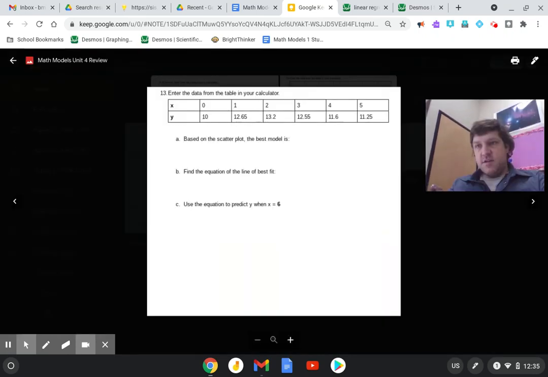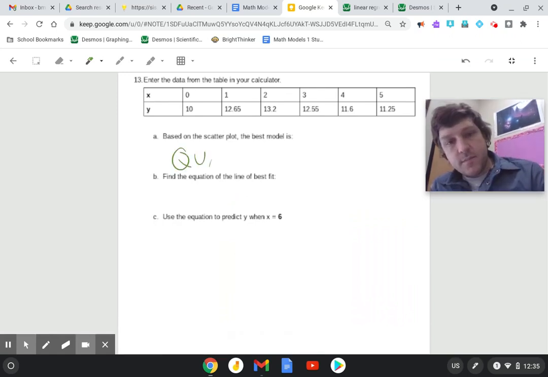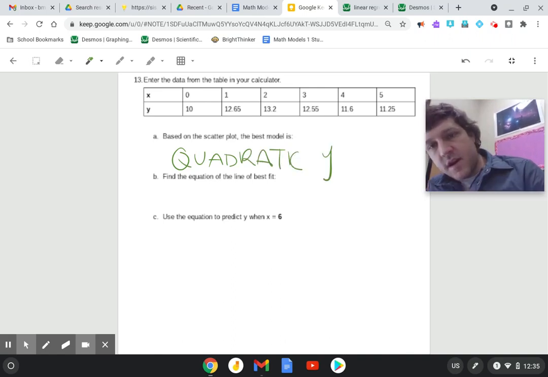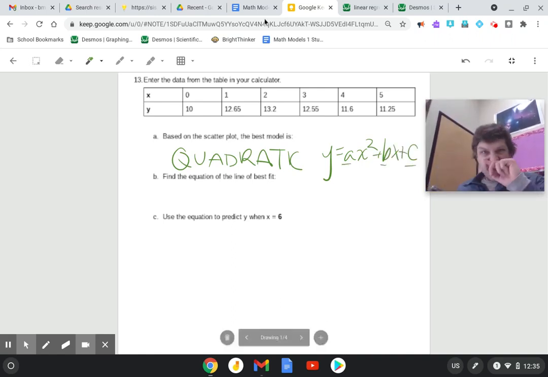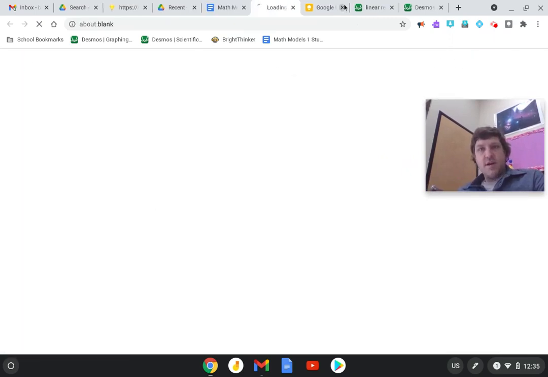It says here to do the calculator. I see here that there's a graph that goes up and then down. So 10, 12.65, 13, and then it goes back down. It doesn't come back up again. So this is going to be a quadratic graph. Remember, quadratics are in this form, ax squared plus bx plus c. So we're looking for a, b, and c in our regression. So let's go open this graph here for quadratic.